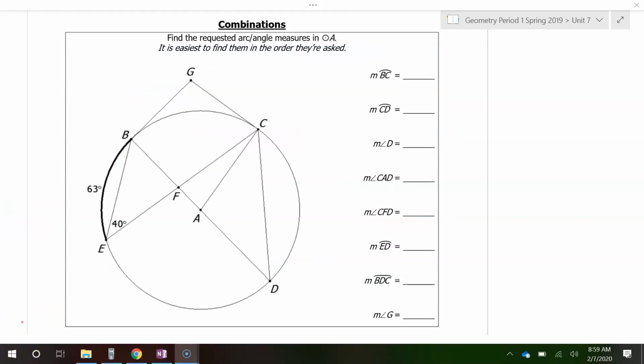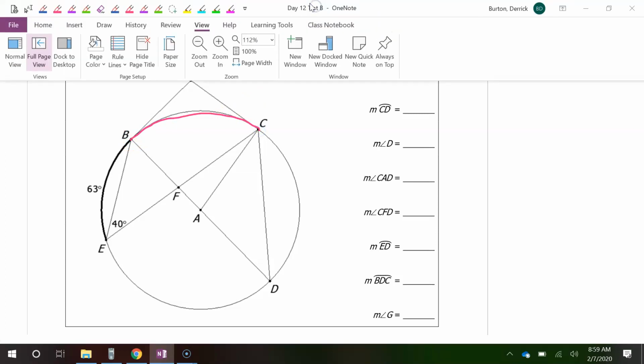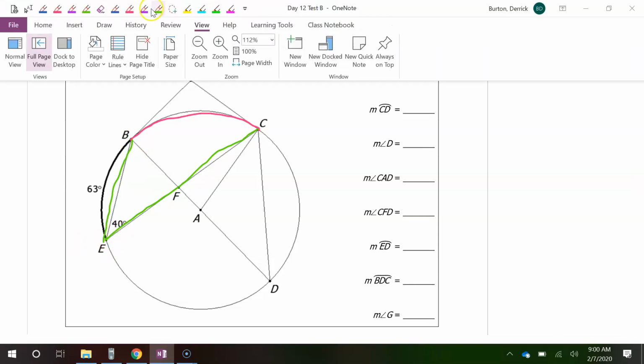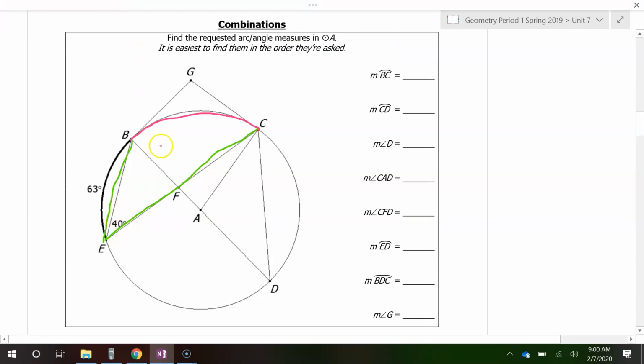On this problem, they are asking us for a whole bunch of things, but they gave us a hint that it's probably going to be easiest to find everything in the order that it was given. So we'll start with finding arc BC. So here's arc BC right here. Now I'm noticing that that is the intercepted arc of this green angle right here. Now, since this angle is on the circle, also known as an inscribed angle, the angle is half the arc, or the arc is double the angle. So that tells me that this arc is going to be 80. All right, so I know that that's going to be 80.